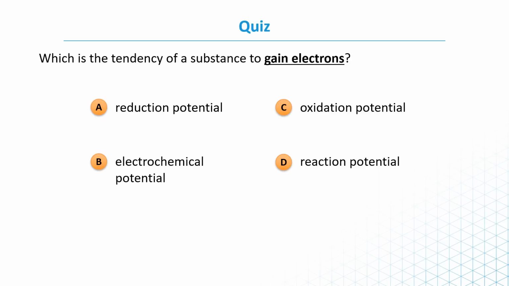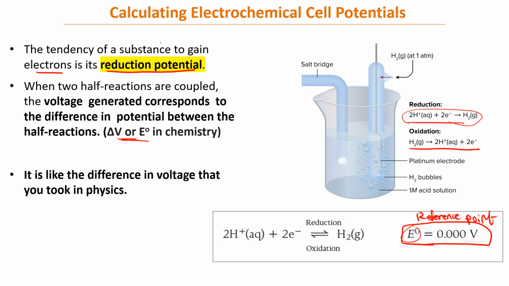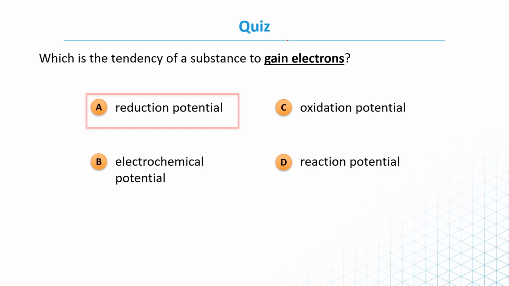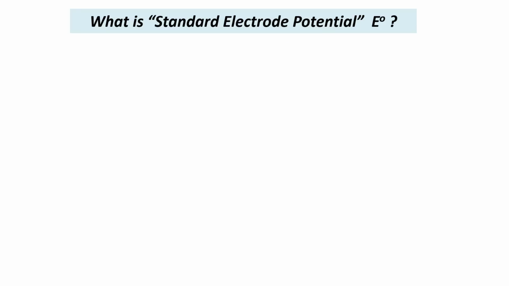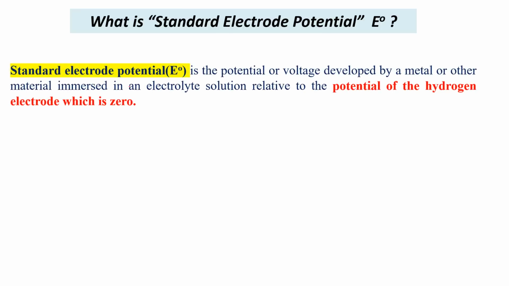Alright. So which is the tendency of a substance to gain electrons? It is called the reduction potential. اللي هي شفناها هنا. Okay? Which we saw here. Now, what is the standard electrode potential? اللي هي E naught. What is that? So the standard electrode potential is the potential or voltage developed by a metal or other material immersed in an electrolyte solution relative to the potential of the hydrogen electrode, which is 0.